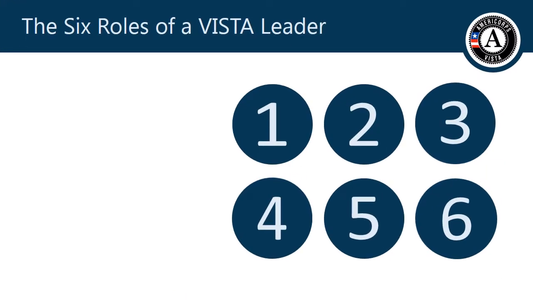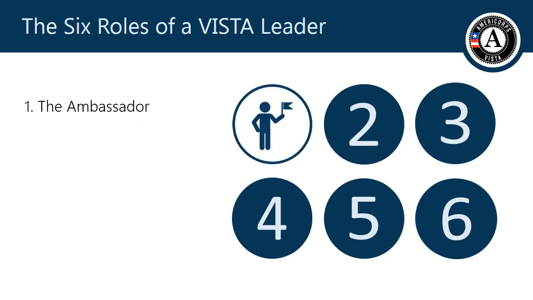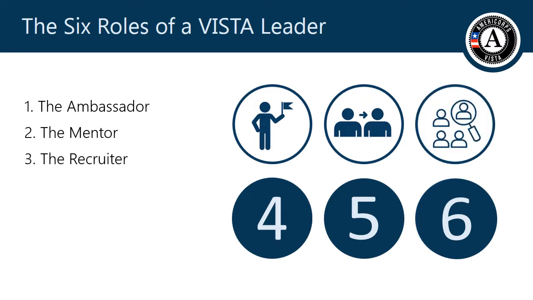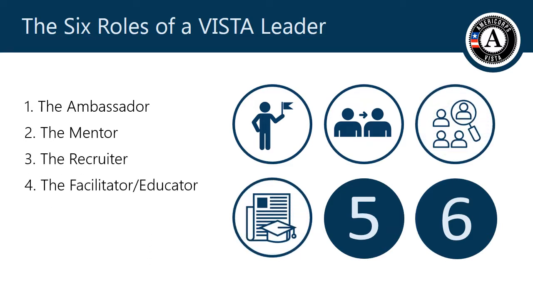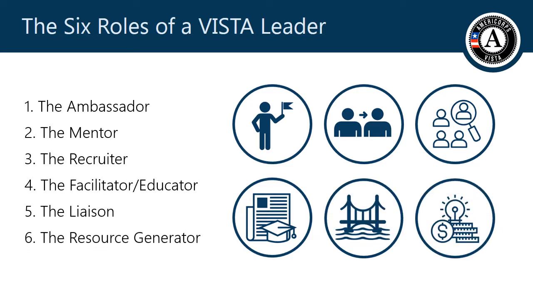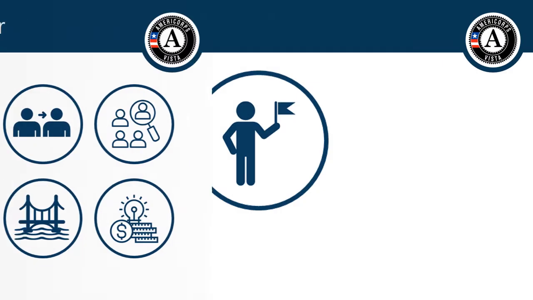VISTA Leader activities can be divided into 6 main areas. These areas are called the 6 VISTA Leader roles. They are the ambassador, the mentor, the recruiter, the facilitator and educator, the liaison, and the resource generator. Now let's take a moment to look more in depth at what these roles mean and what they might look like during your year of service.